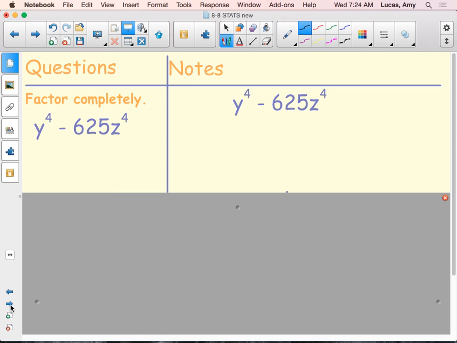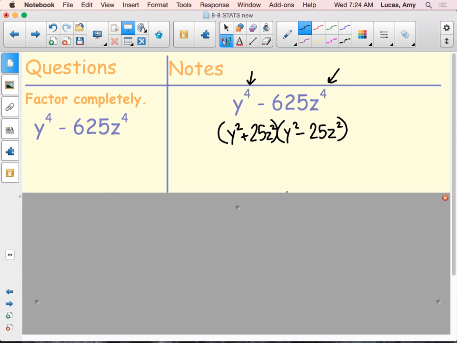Okay, a little bit more complicated again. These exponents are even numbers, they're 4s. So they are perfect squares. It's just that it's y squared times y squared that equals y to the fourth. And then 625z to the fourth would be 25z squared times 25z squared. 1 gets a plus and 1 gets a minus.